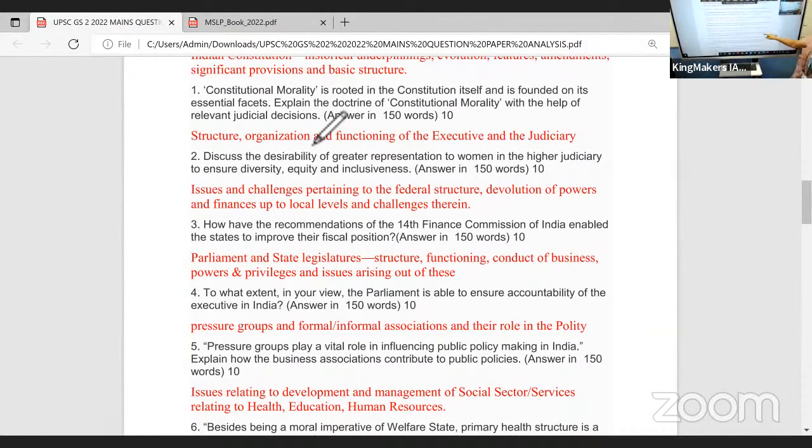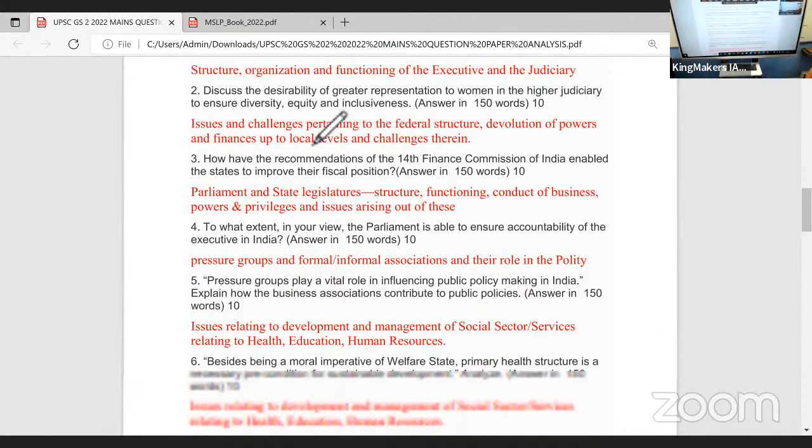Fine. Then, to what extent, in your view, is the Parliament able to ensure accountability of the executive in India?